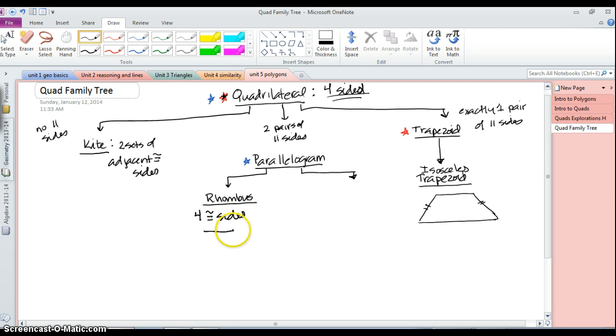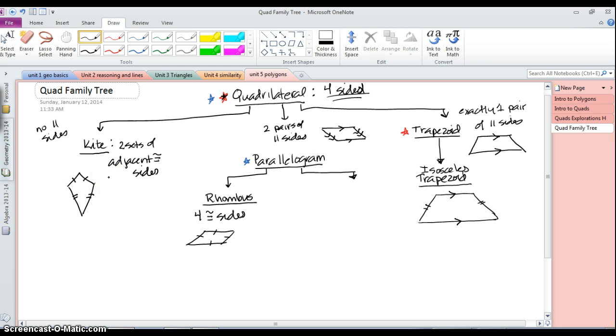And you might want to draw that and mark it. As a matter of fact, we might want to do that for all of these, right? Let's go back to the isosceles trapezoid and put its parallel sides on there. Let's go back to the trapezoid and put its parallel sides on there. We'll go back to the parallelogram, mark its parallel sides, and the kite, and mark its congruent sides.